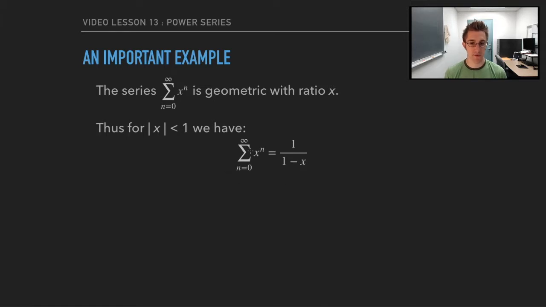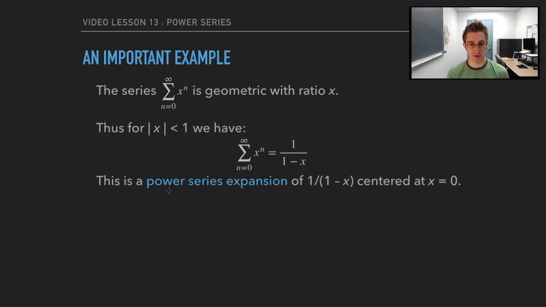So we have that for any x less than 1 in absolute value, this power series, which now I am thinking of as a function of x, is equal to this function. So this is our first example of what's called a power series expansion. I have a function, 1 over 1 minus x, and I've expressed it as a power series, and the center of the power series is 0, right? I have x minus 0 to the n here in this power series.